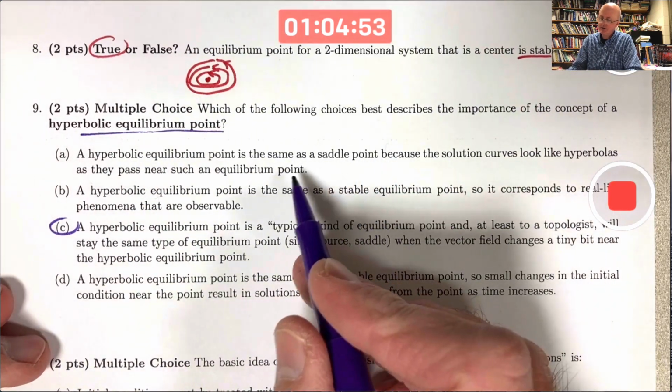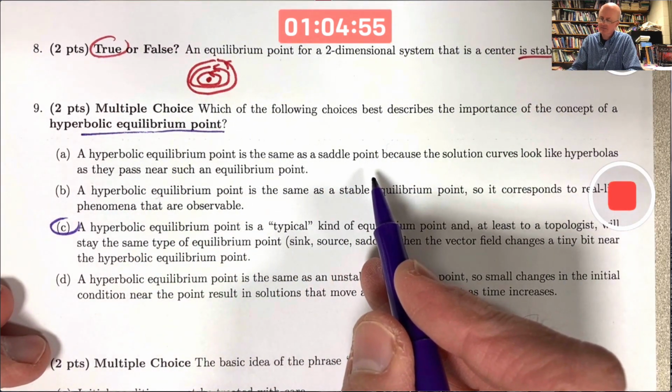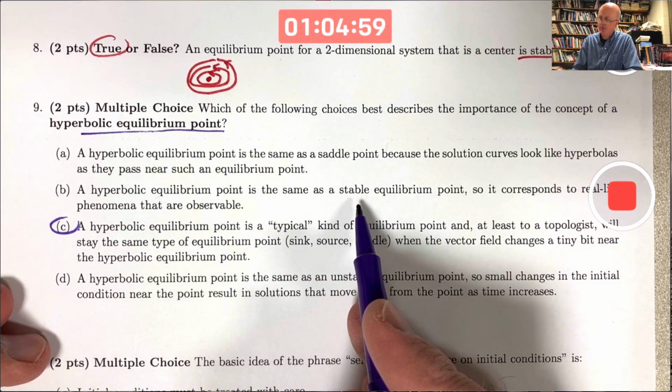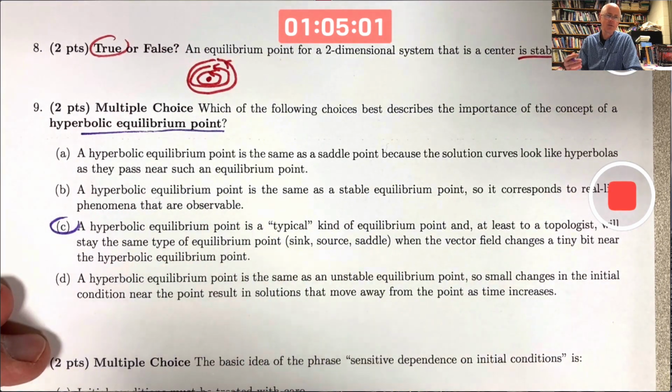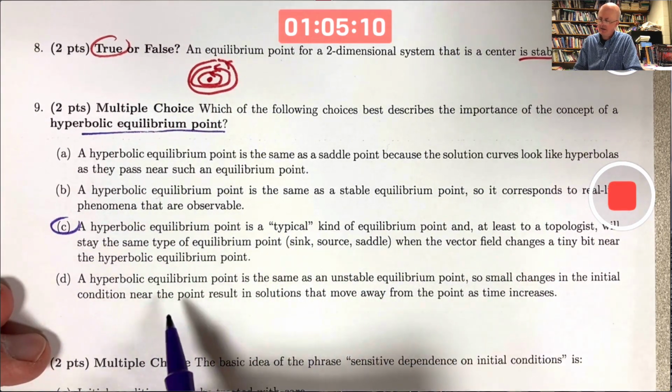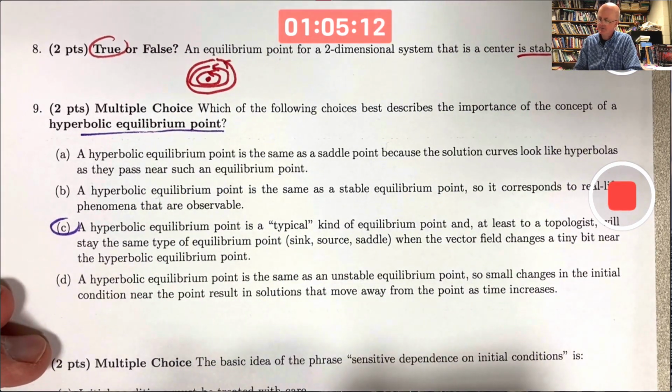It's not because solutions look like hyperbolas. It's not that it's the same as a stable equilibrium point. Stability does correspond to essentially observable, asymptotically stable especially, but it's not the same as stable. It's also not the same as unstable.